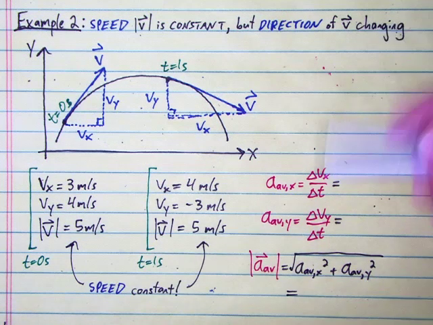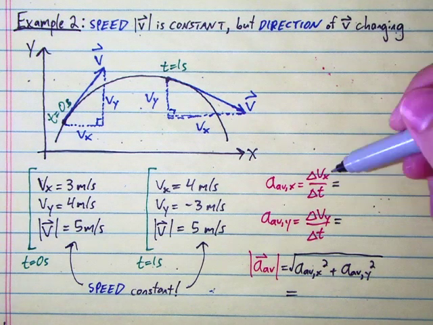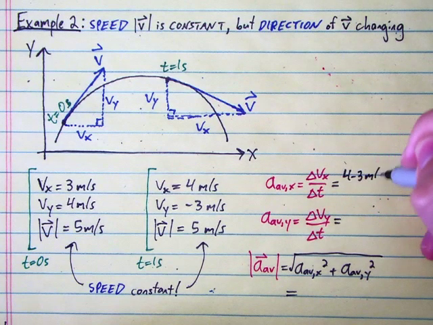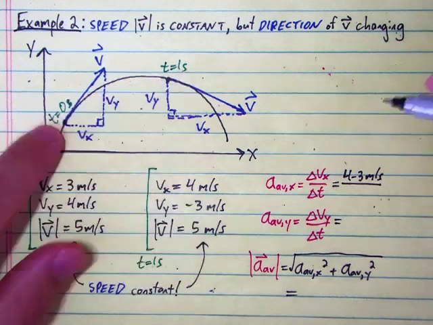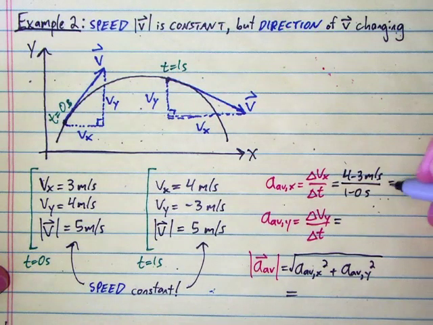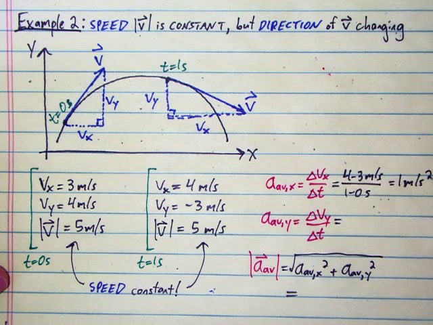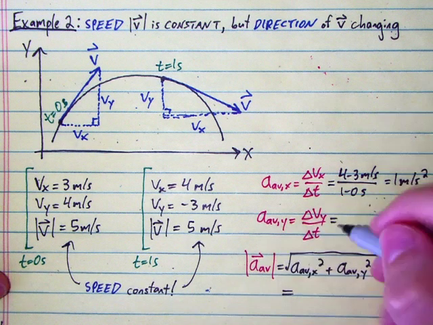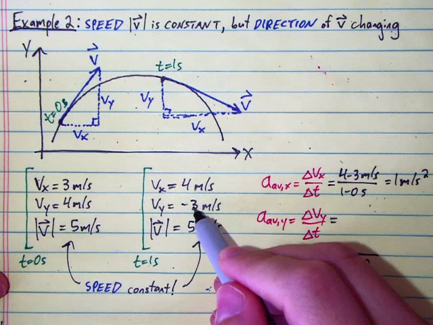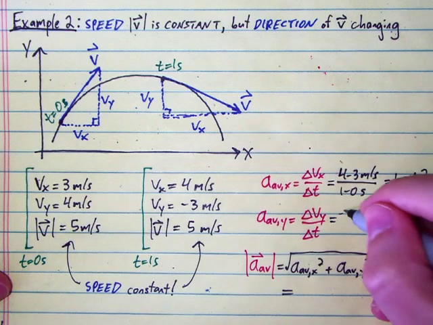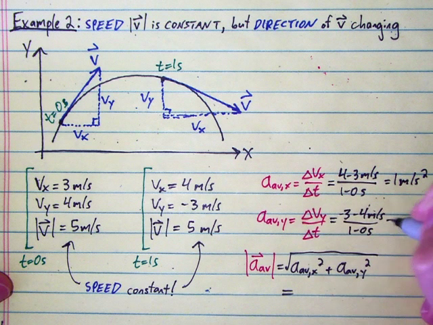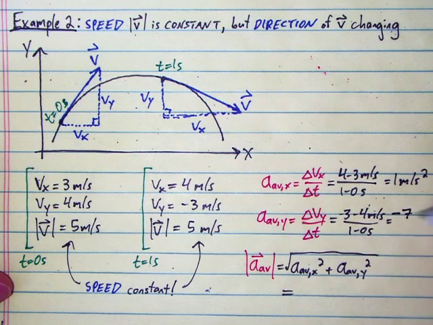Let's look at your acceleration. The x component of the average acceleration, delta Vx, that's going to be 4 minus 3 meters per second over a time interval of 1 second. So 1 meter per second squared. The y component of the average acceleration, delta Vy, that's negative 3 minus 4, final minus initial, negative 3 minus 4 meters per second over 1 second. That is negative 7 meters per second squared.